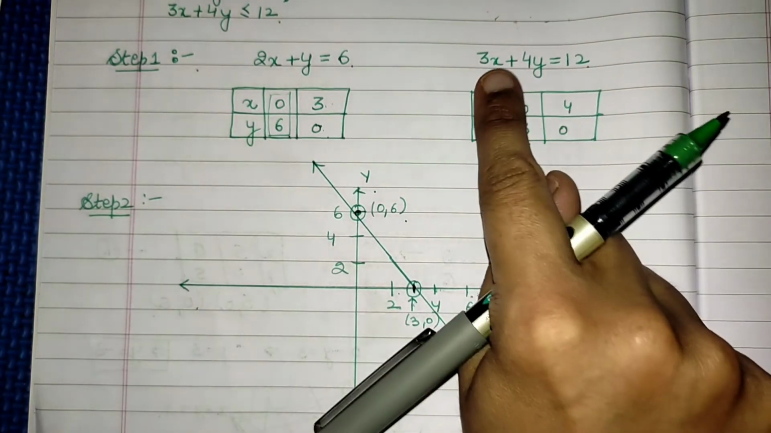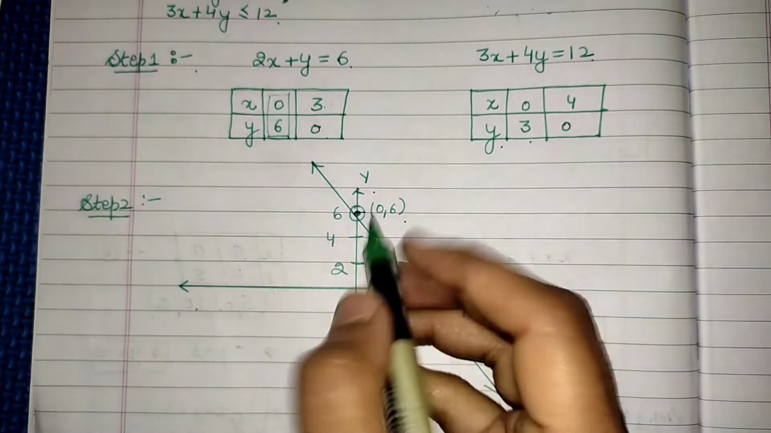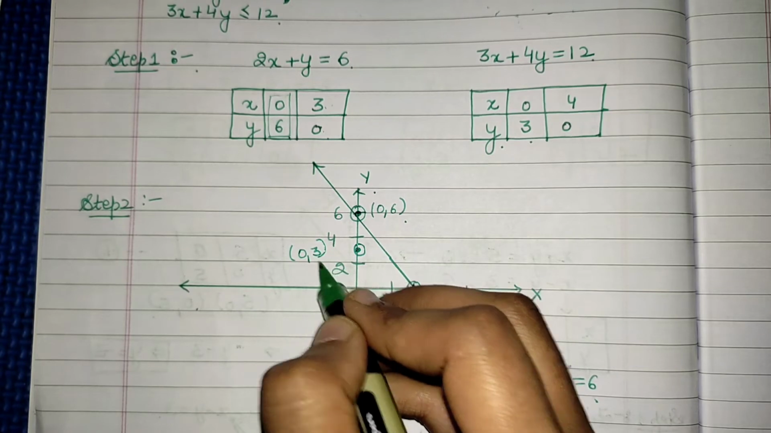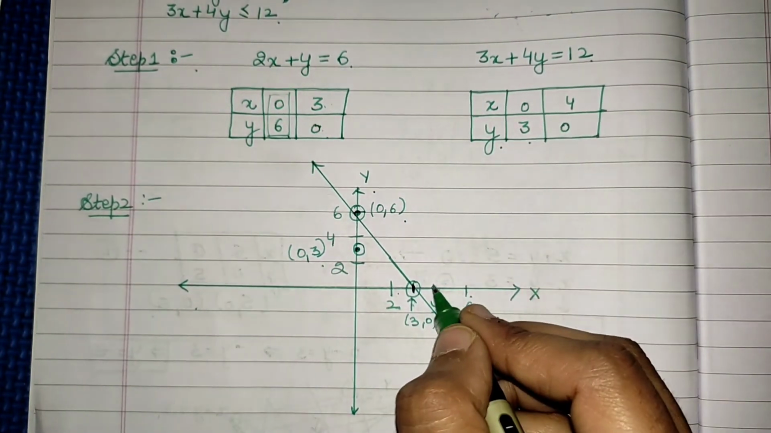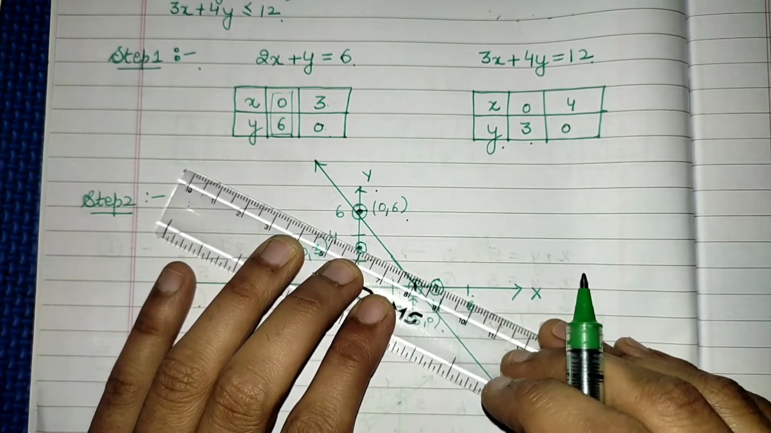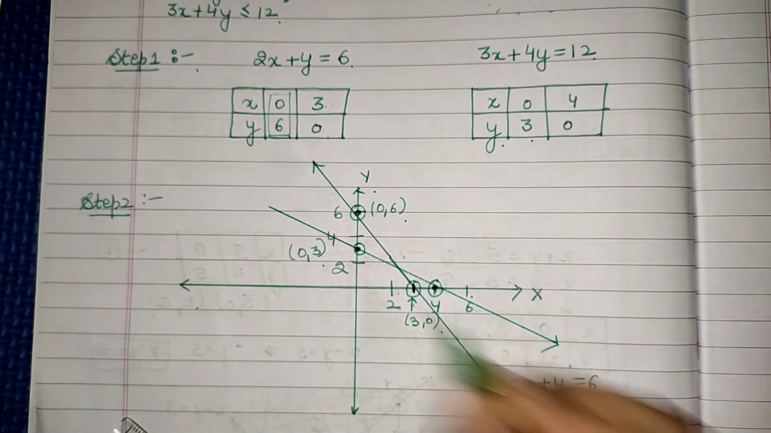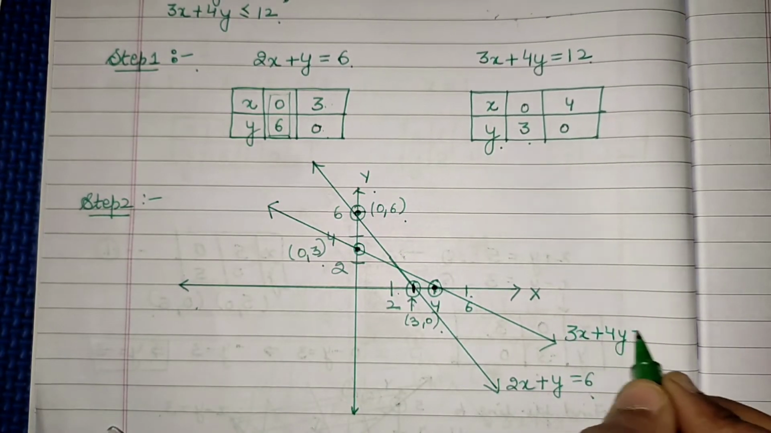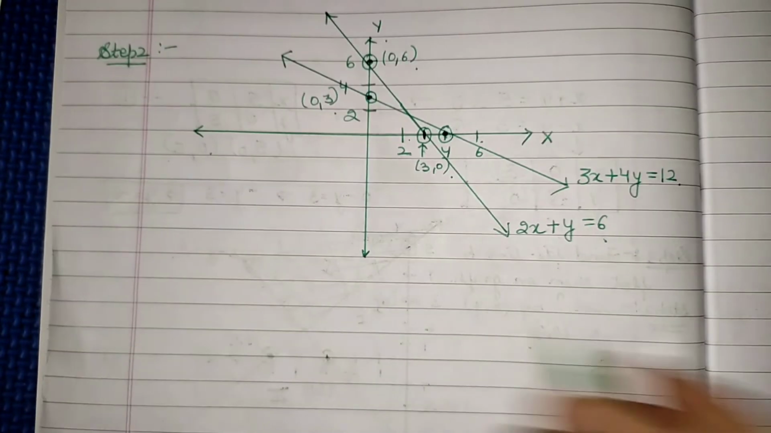Okay, then moving to the second line. The second line says x is 0 and y is equal to 3, and the second point is 4, 0, meaning x is 4 and y is 0. Join these 2 points also, so you will get your equation for the second line, which is 3x plus 4y is equal to 12. Okay, so what is my step number 3?